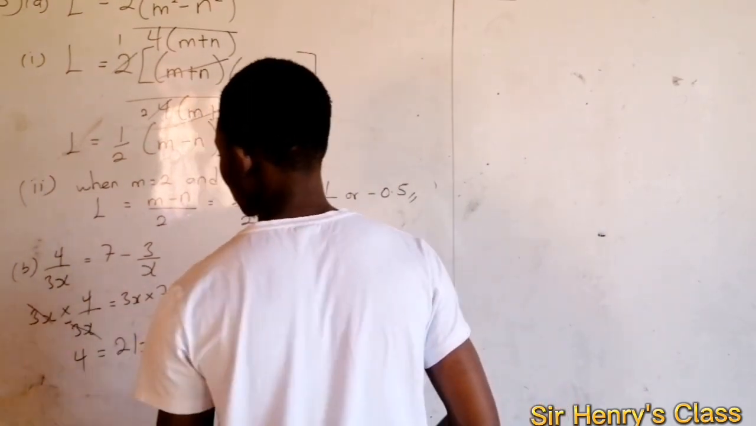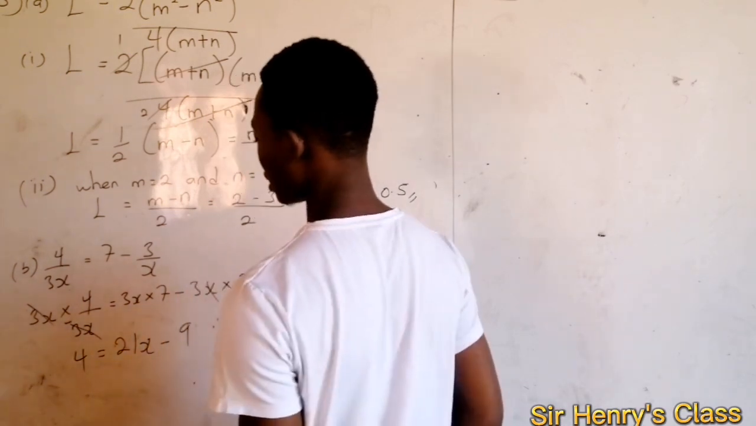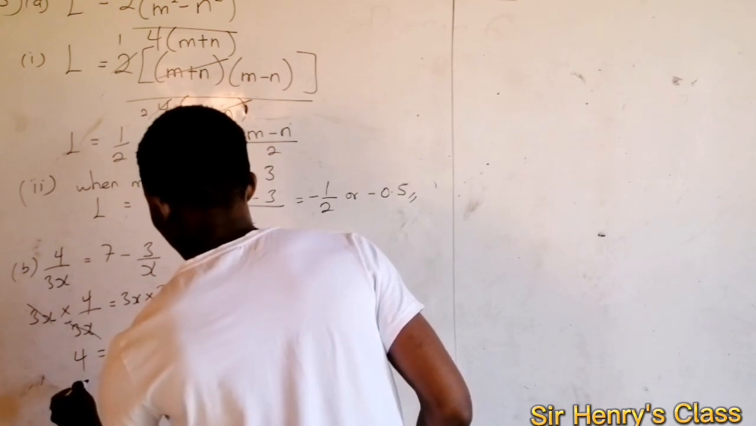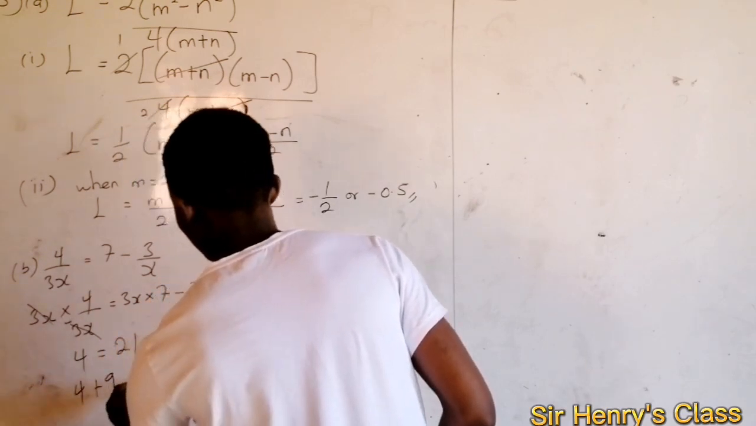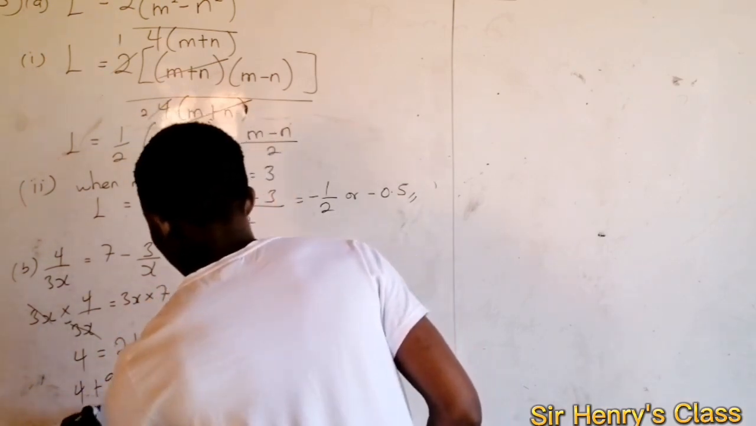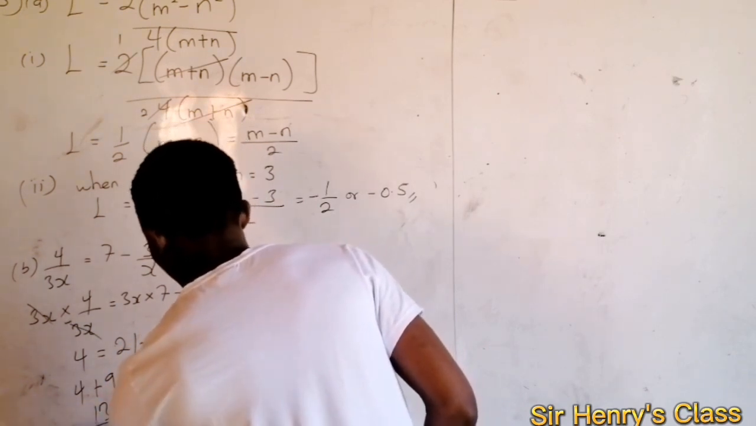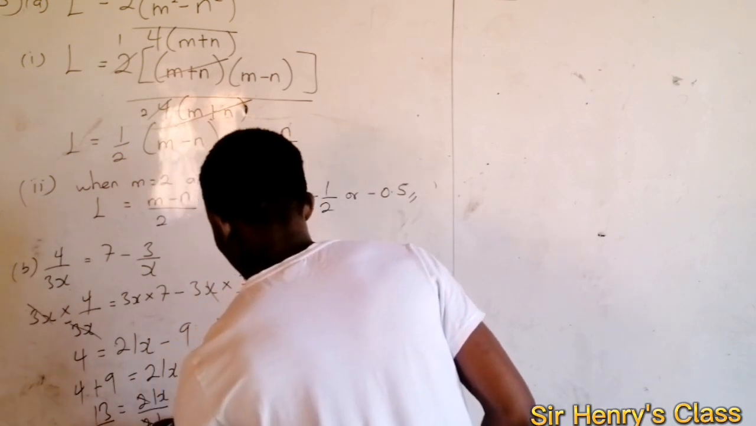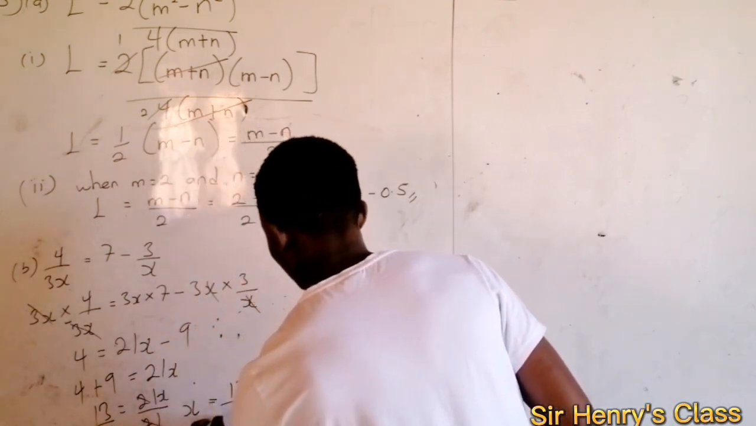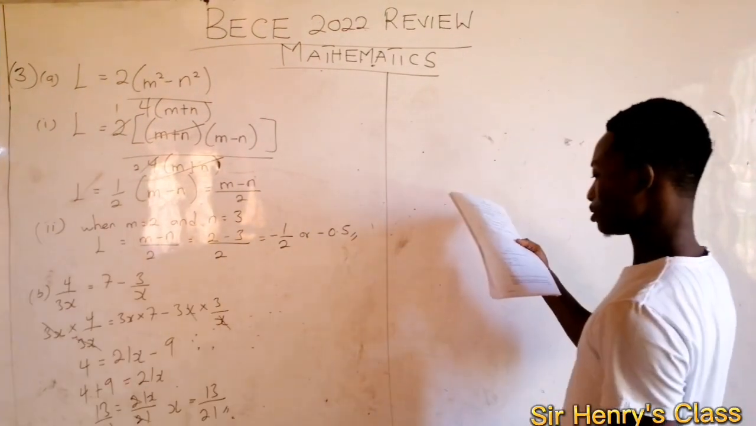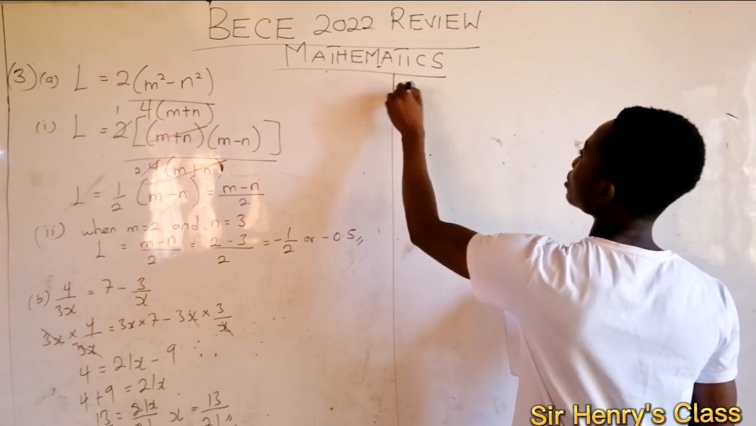We want x, so you move any term that does not contain x to the other side. So I'll take 9 across, so 4 plus 9 is equal to 21x. 4 plus 9 is 13, which is equal to 21x. I divide by 21, meaning x is equal to 13 over 21. So let's move straight to C.